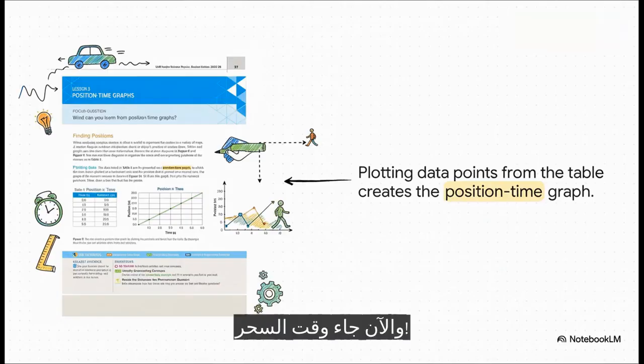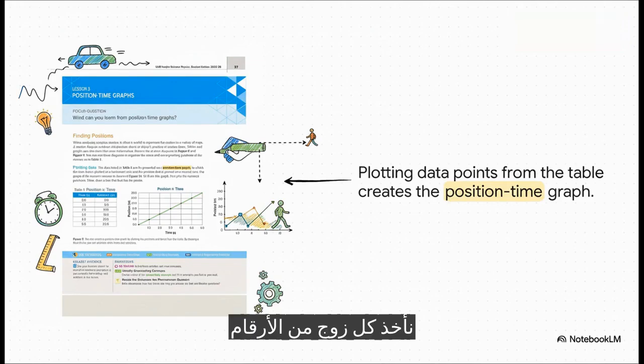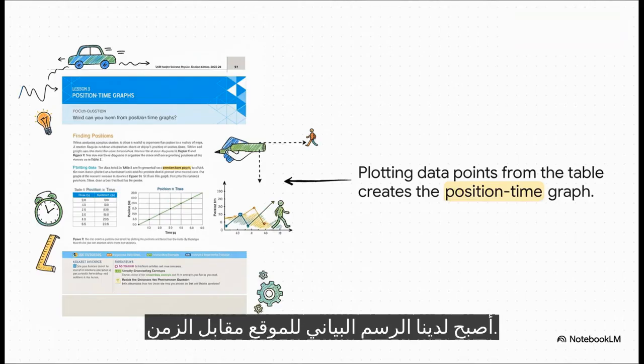All right, now for the magic. We bring it all together. You see that little table on the left? We take each pair of numbers, like at 1 second, the runner is at 5 meters, and we plot it as a single dot on our graph. Then, once we connect those dots with a line, boom, just like that, our numbers have turned into a picture. We have our position time graph.